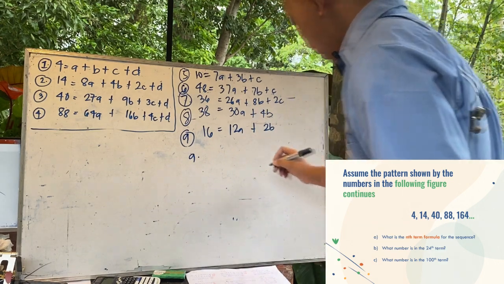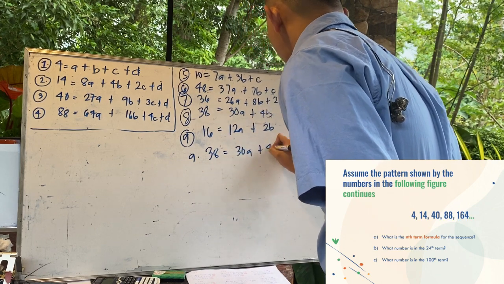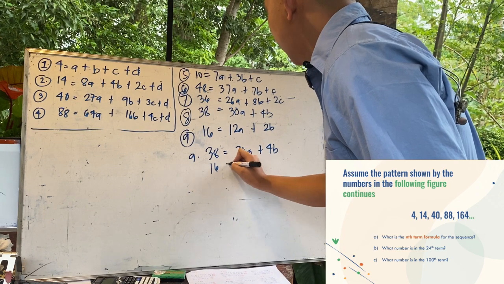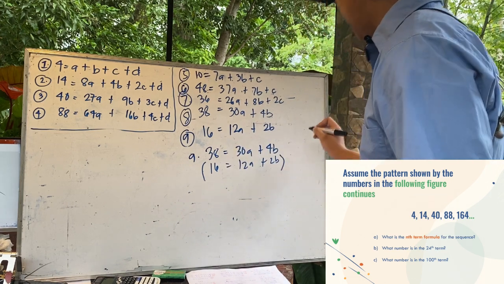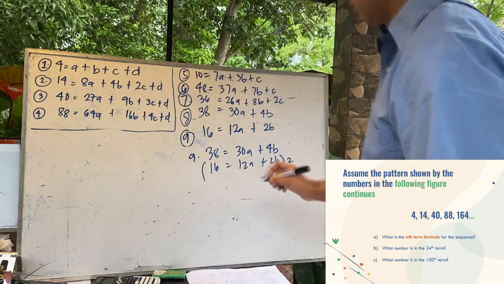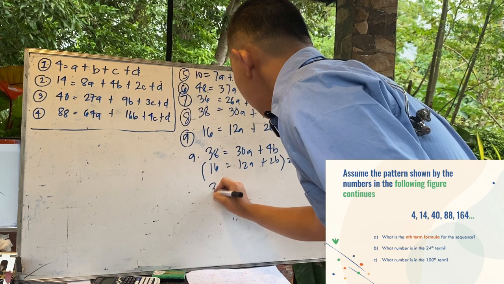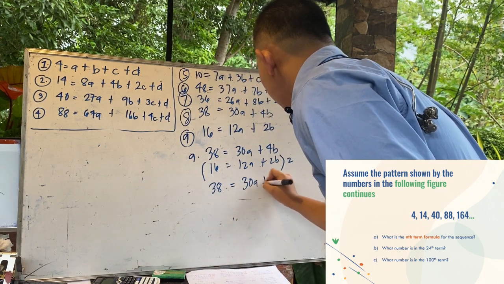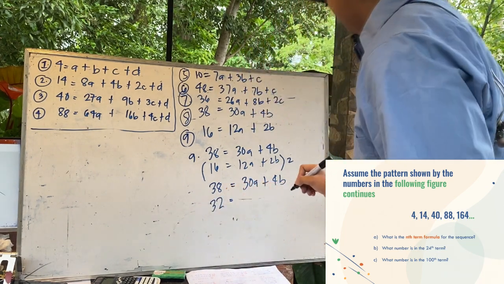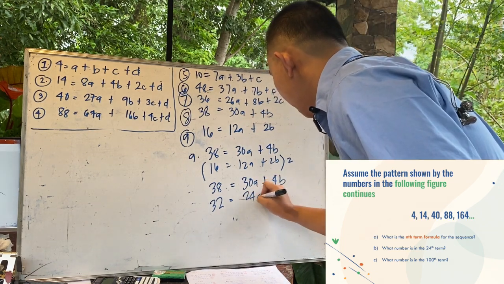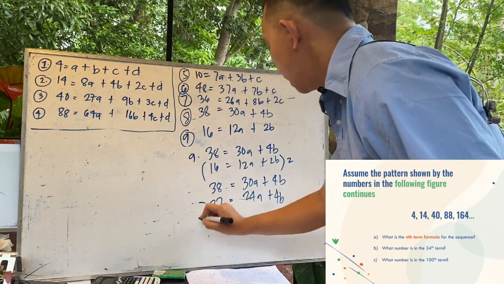We have to use equation 9 and 8. So equation 8 is 38 is equal to 30a plus 4b. Equation 9 is 16 equals 12a plus 2b. And now we have to multiply equation 9 by 2 so we can solve for a. 16 times 2 is 32. 12a times 2 is 24a. 2b times 2 is 4b.